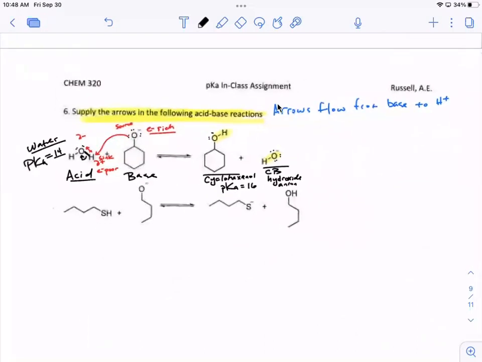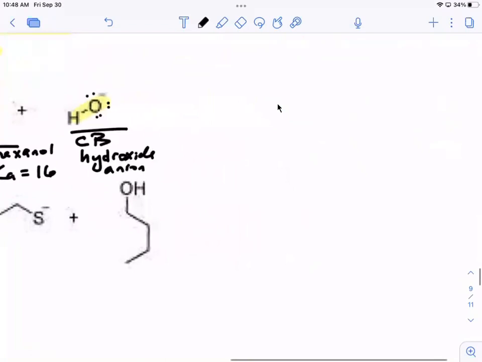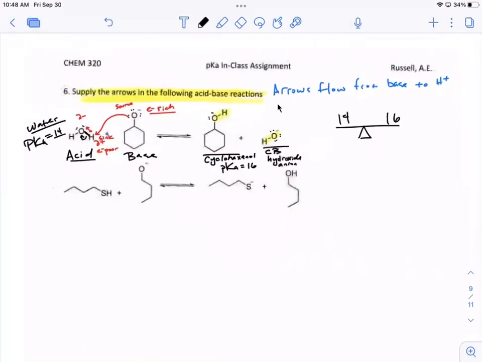Why am I asking about the pKa's? Because now we can figure out the equilibrium. I know the question only asks about the arrows, but again, we're trying to build skill sets. So which side is going to be favored in that reaction? How do we predict that? Put the numbers on a seesaw. I know that's goofy. Some Ivy League professor is going to see this video and be angry. That is so juvenile, but it works. Which side is going to be favored?